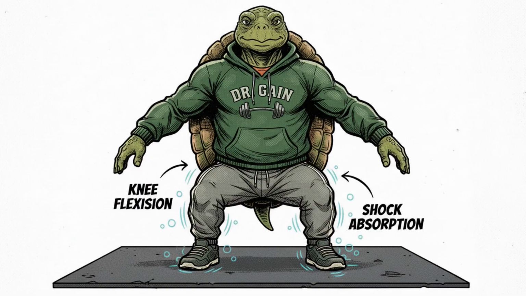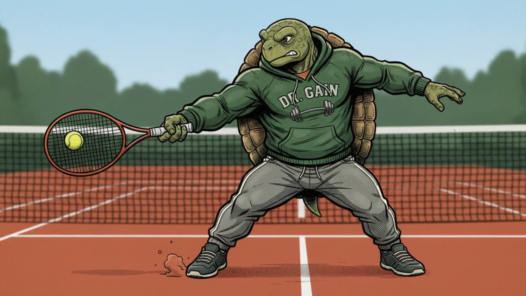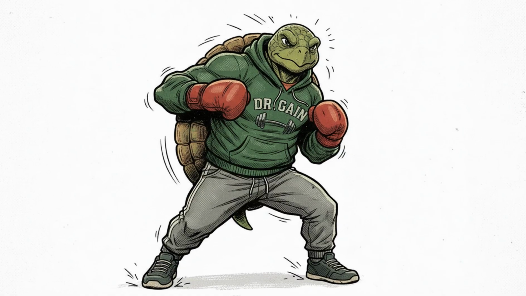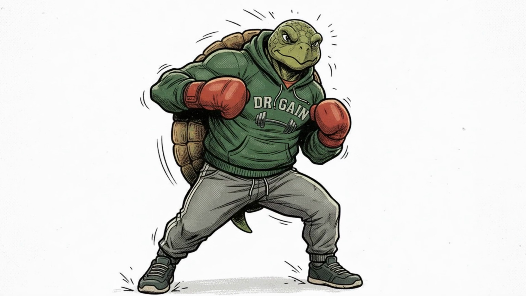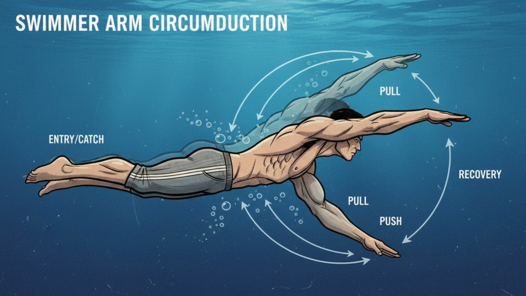Adduction, in contrast, brings everything back towards center. The inner thigh muscles pull the legs together efficiently. Lat muscles assist in pulling the arms downward and inward. These actions are critical in pulling exercises like rows.